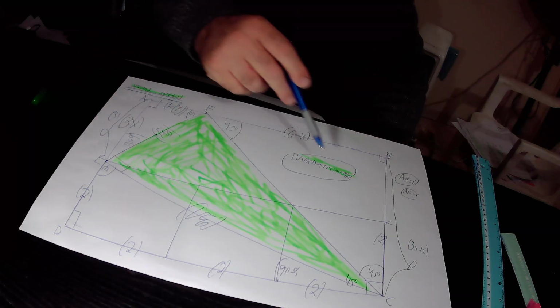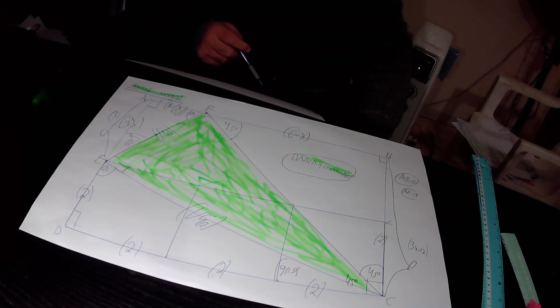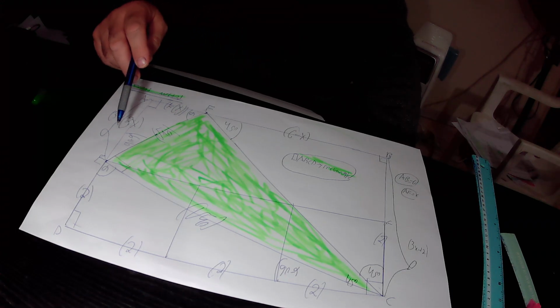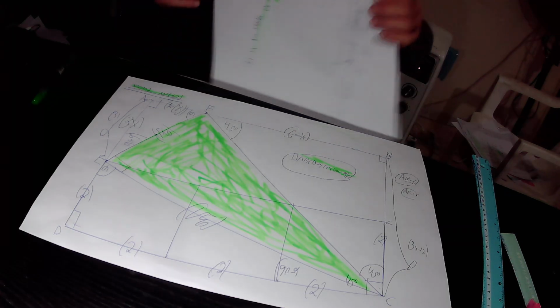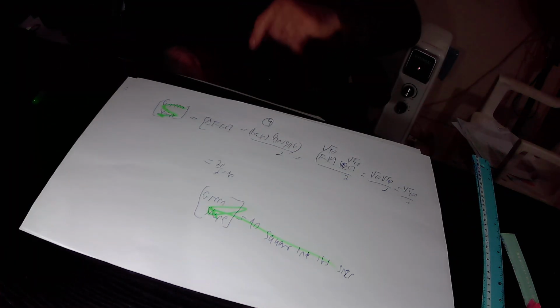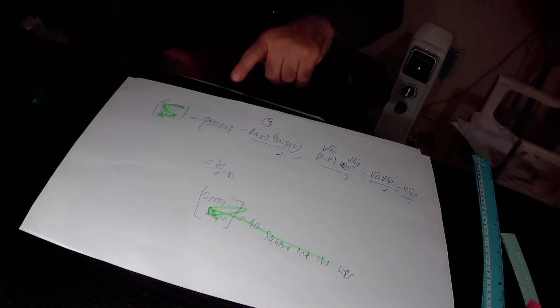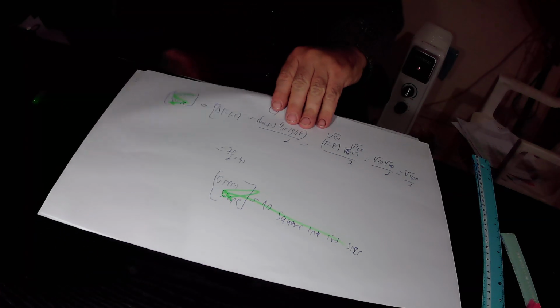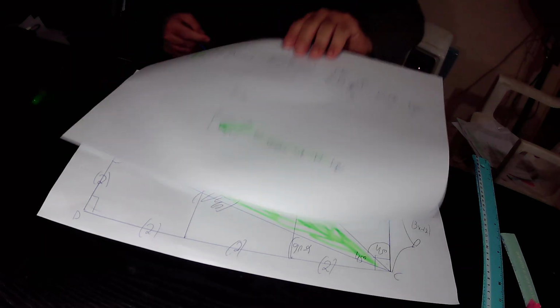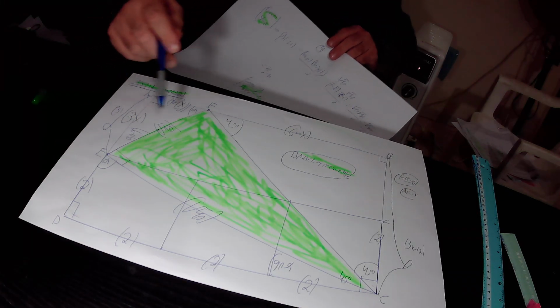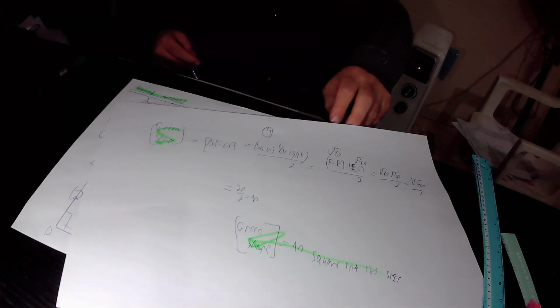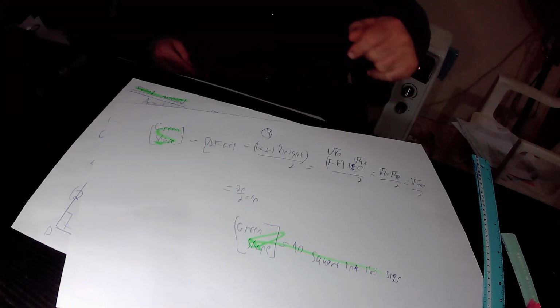Our task is to find the area of this green shape. The green shape is actually the green right triangle FEC, so our task is to find the area of this green right triangle FEC. Actually, we know that the area of any triangle equals the base of the triangle times the height over 2. We choose the base as FE and the height as EC.